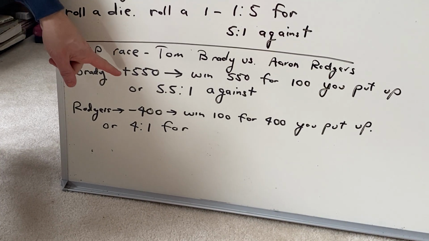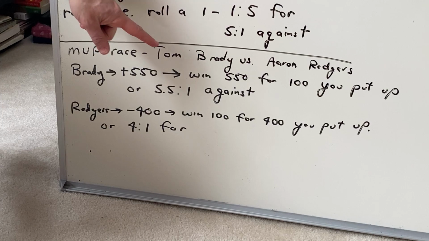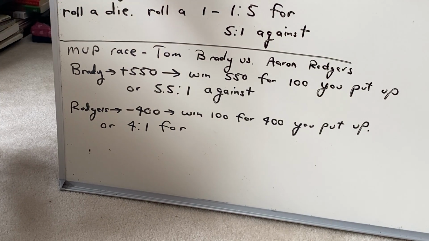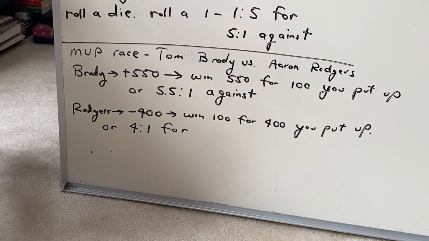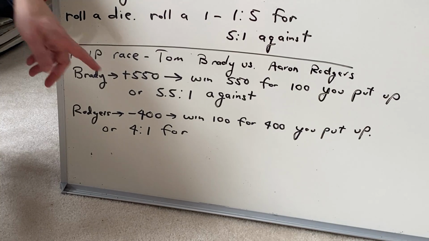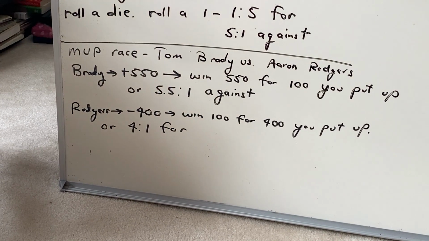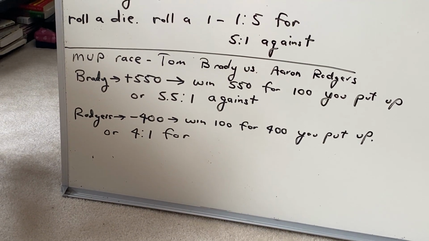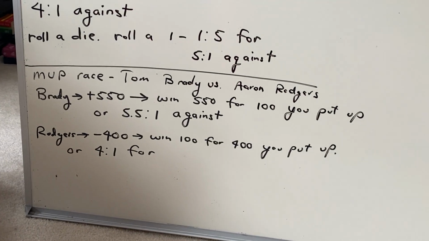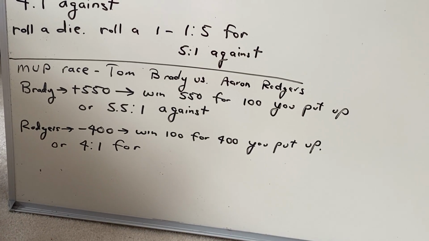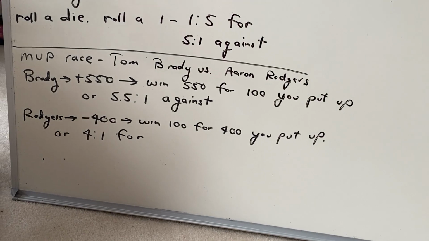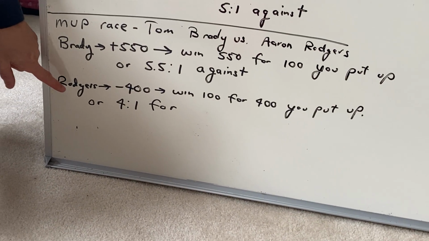When you see a plus 550, that really means you win 550 for every 100 you put up, or we could translate that to 5.5-1 against, meaning the odds are against Tom Brady winning at 5.5-1.